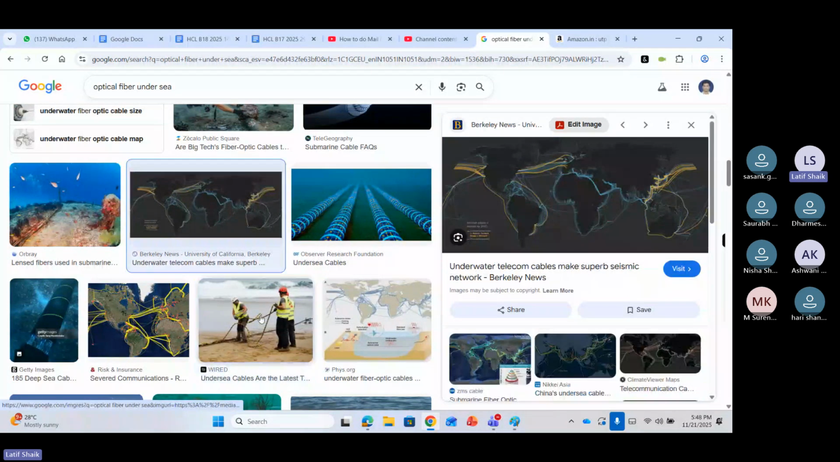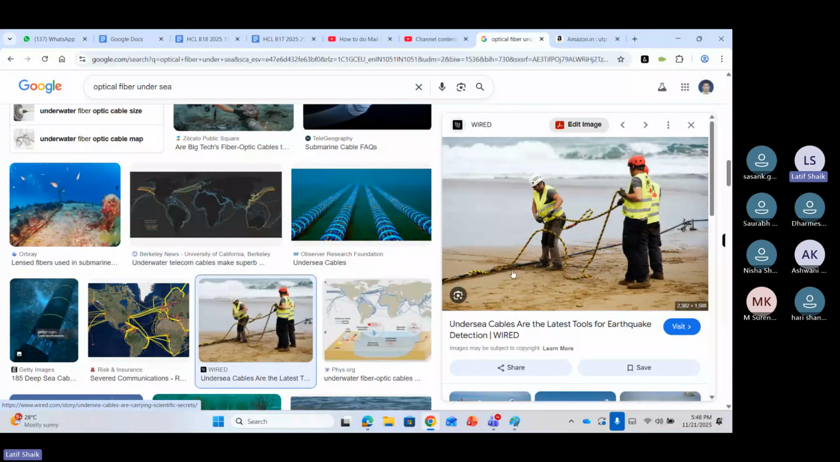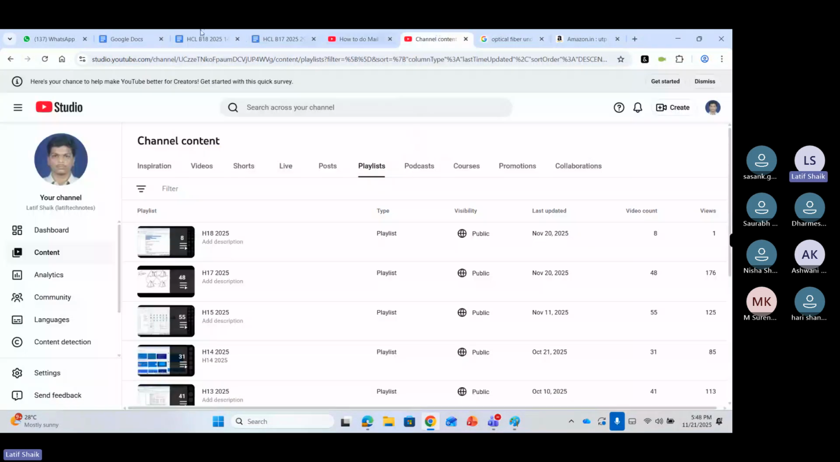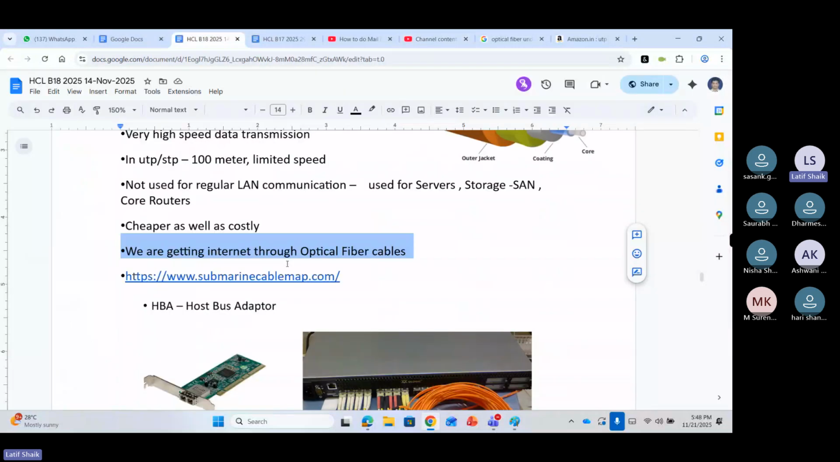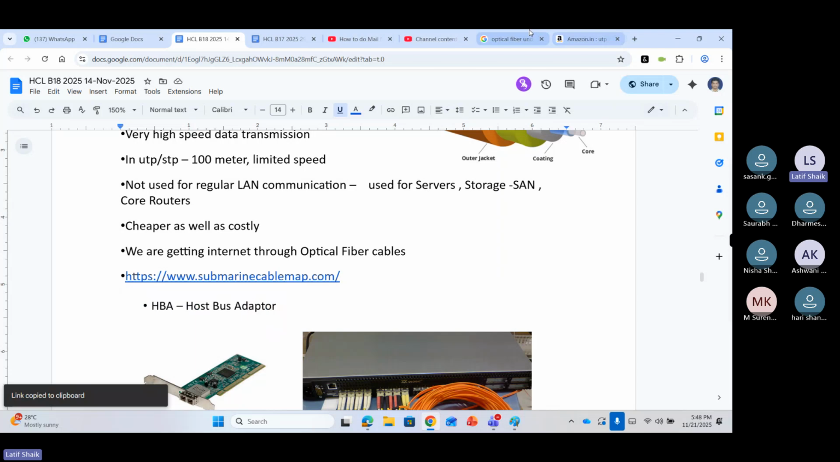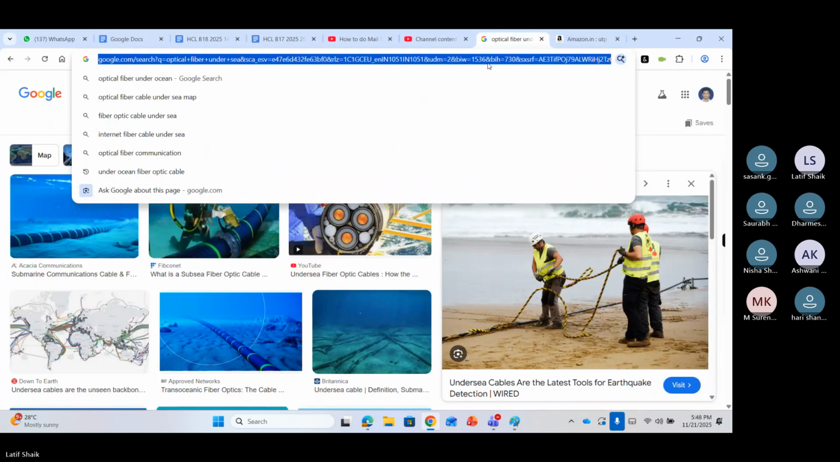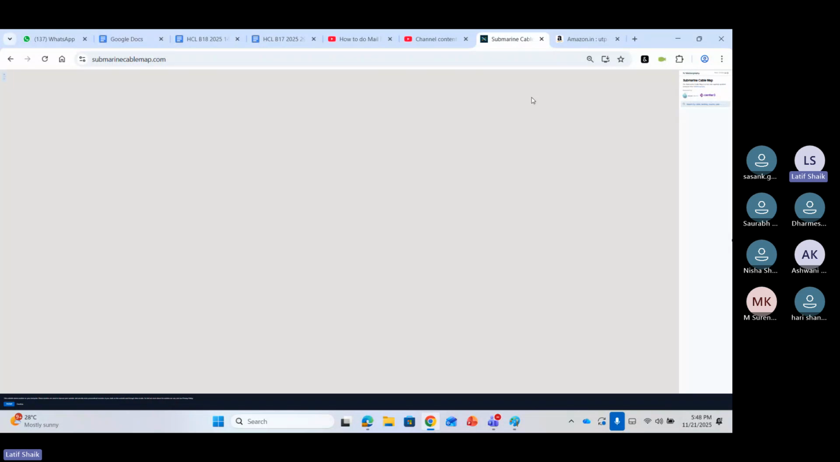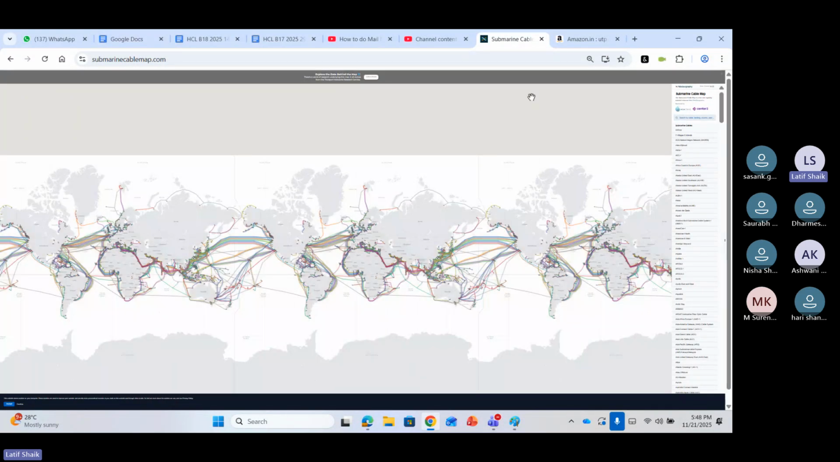Now, they are pulling out the cables, continent to continent, country to country, and like that it gets connected. So there is a site. If you want to see fiber optical based connections, the submarine cable map shows underwater fiber optical cables, how they are laid and how they are connected. Okay.